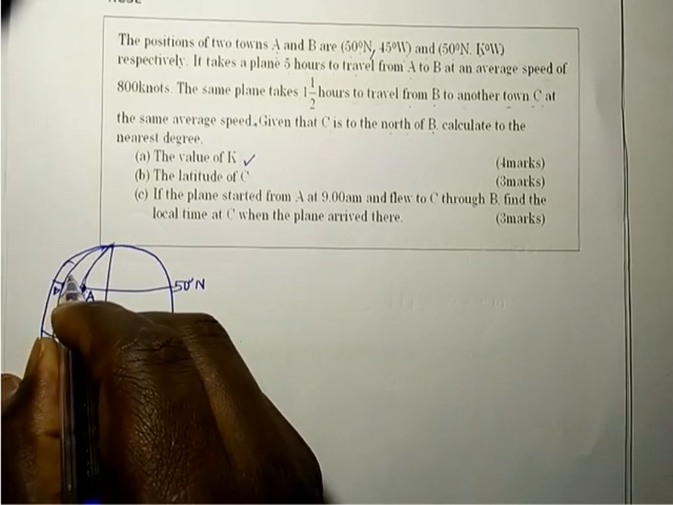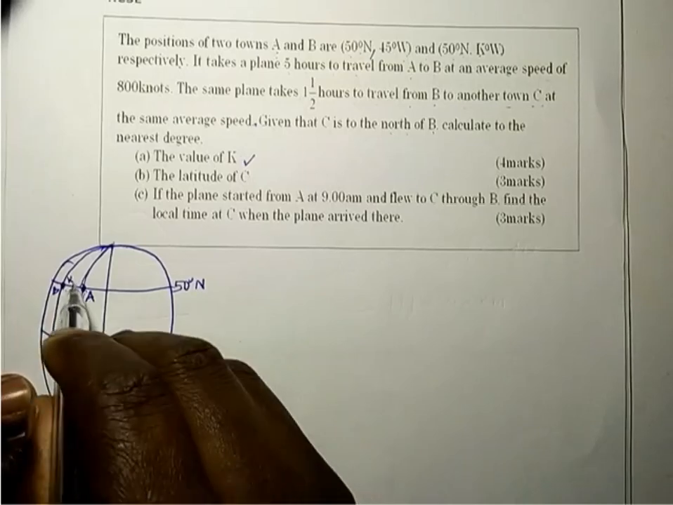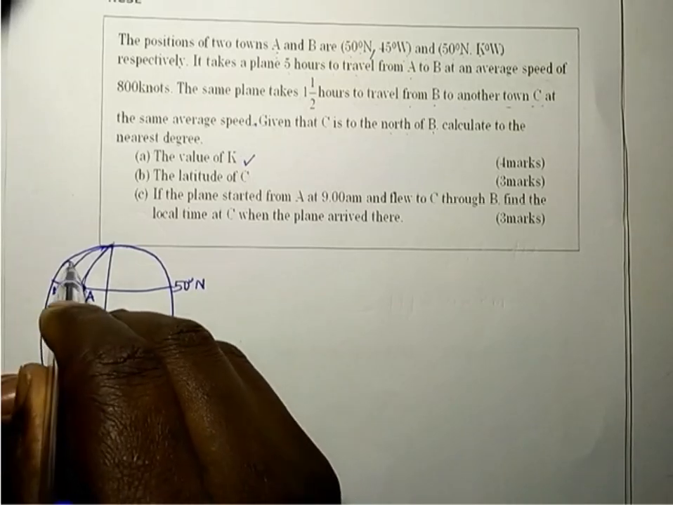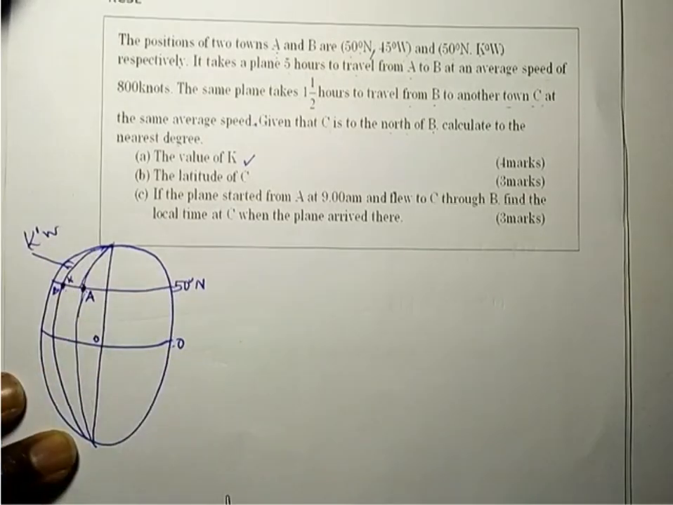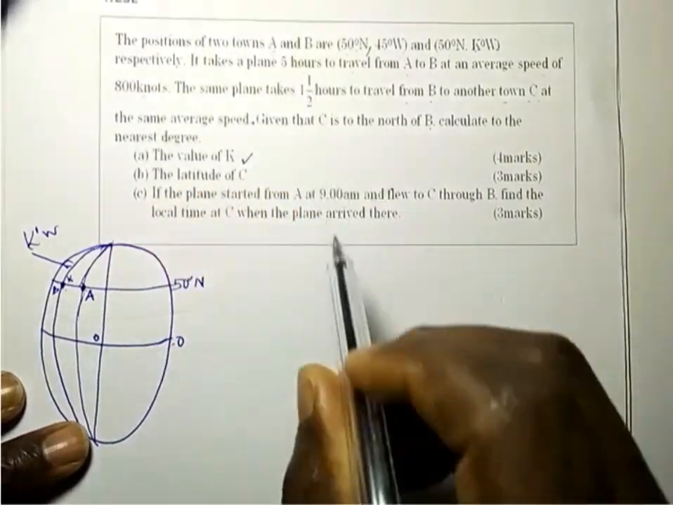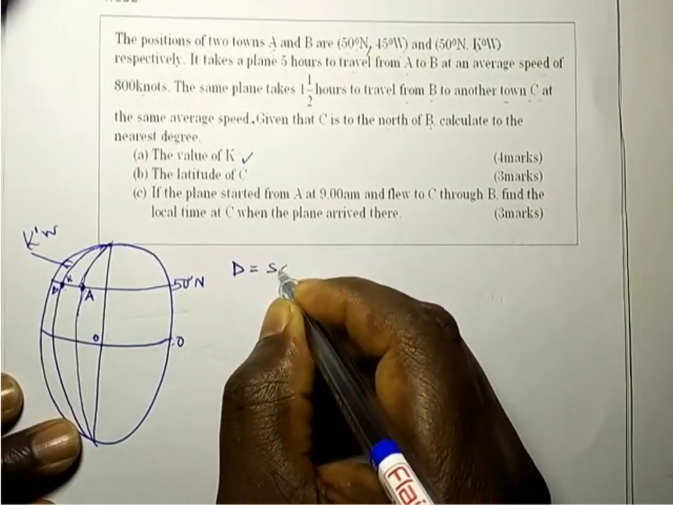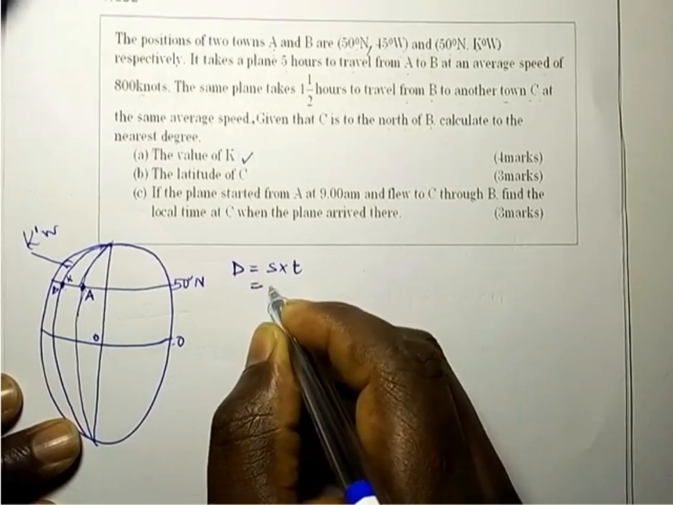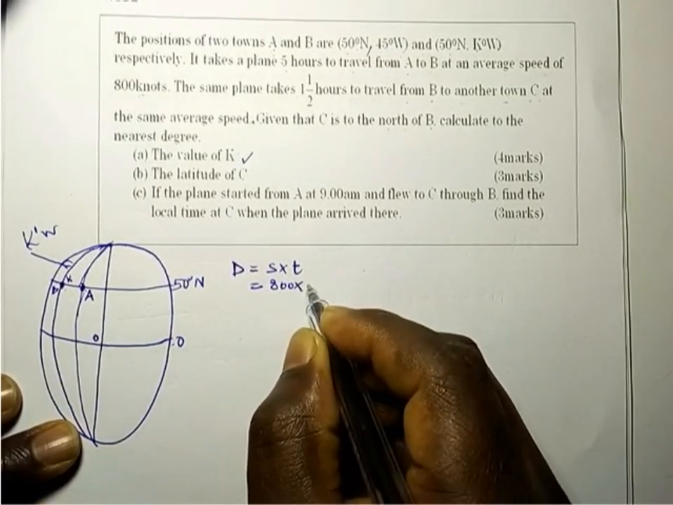So here is K. The longitude of this point is K degrees west. But we have been given the speed and the time. So how do we get the distance? Distance is equal to speed times time. So distance is equal to 800 times 5.